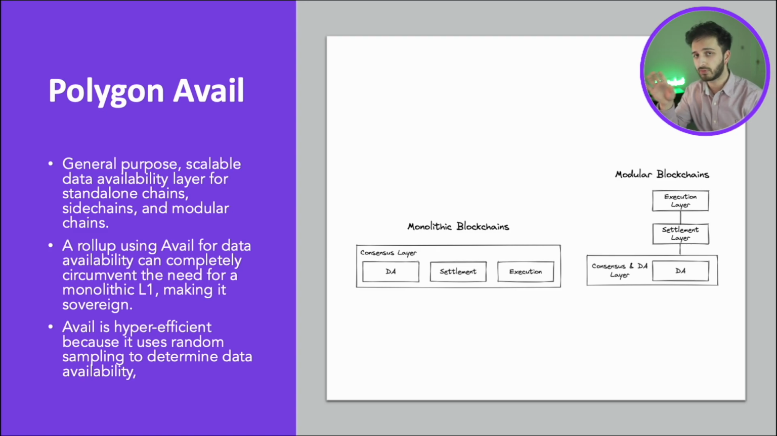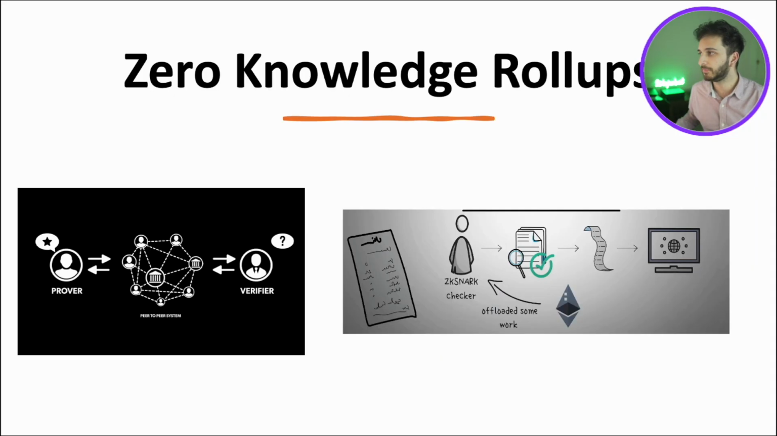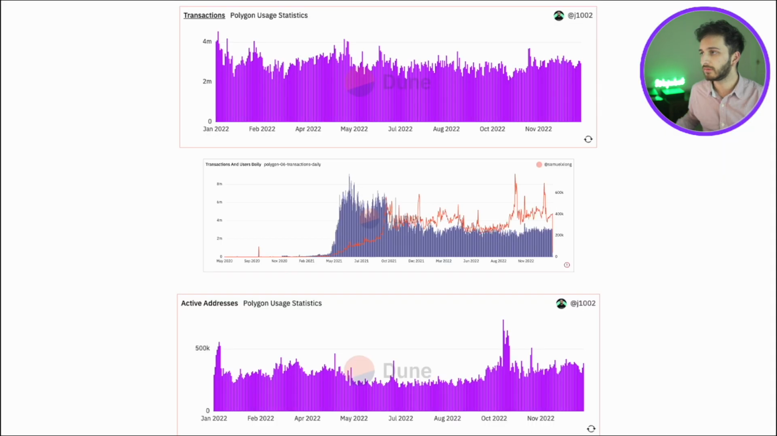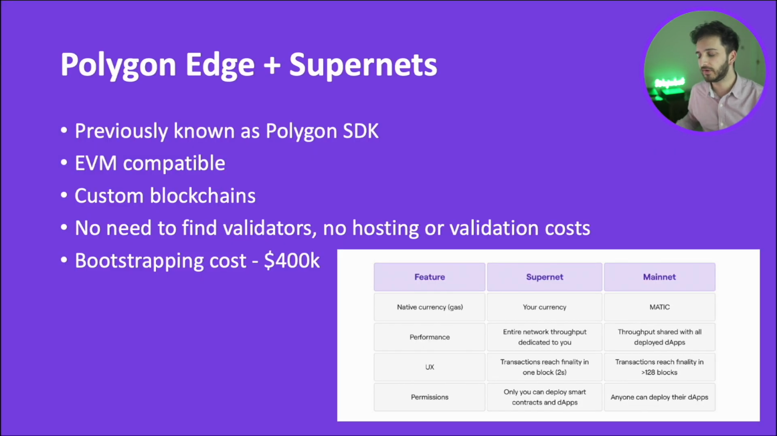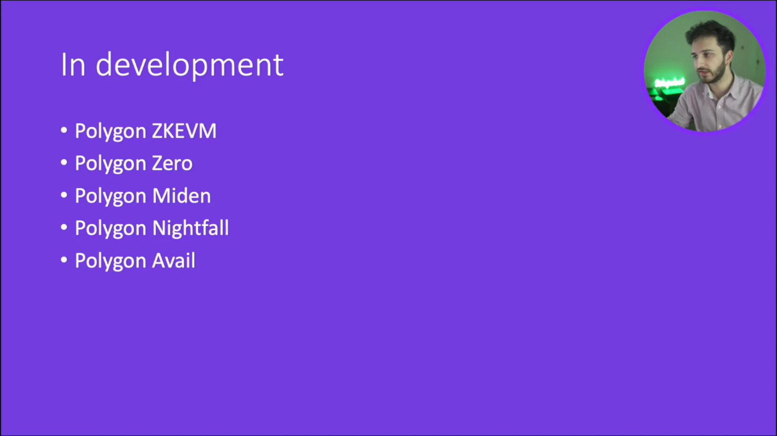But yeah, overall, lots of solutions. Currently, as I just mentioned, only the Polygon Proof of Stake and the Polygon Edge are live, but all of these ones, these 5 solutions, are coming pretty soon.